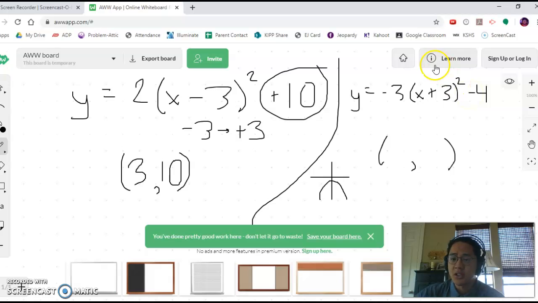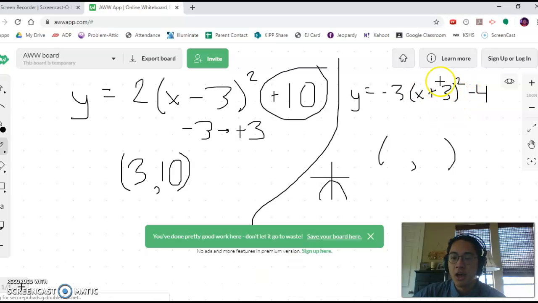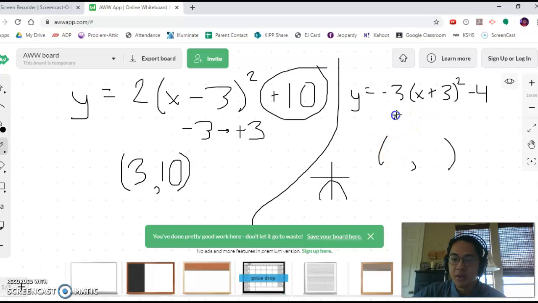We can figure out our vertex. So I see positive 3 is right next to my x, so that must be my x coordinate. When it's inside the parentheses, I believe I have to flip the sign. So we're going to go from positive 3 to negative 3. So we're going to put that for our x coordinate. We have negative 4 right here. Because it's outside my parentheses, do I need to flip the sign? No, I don't think I do. So we're going to keep that as negative 4.